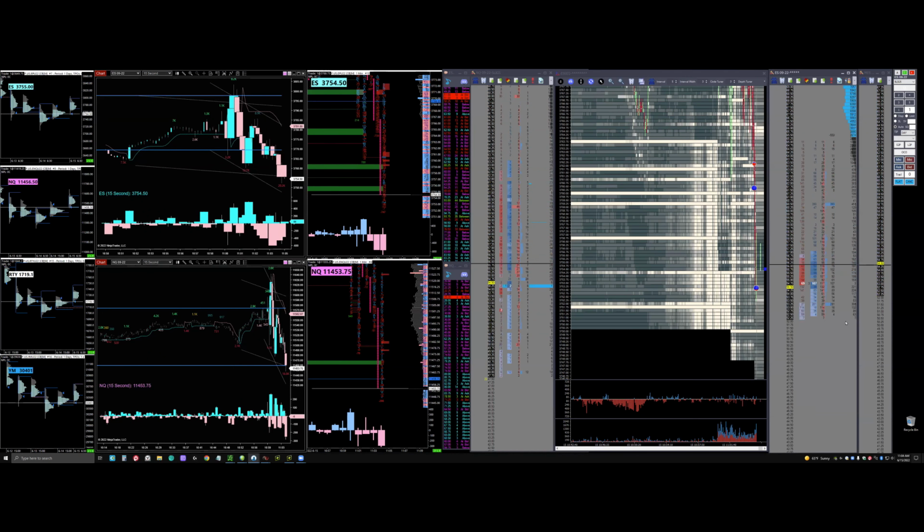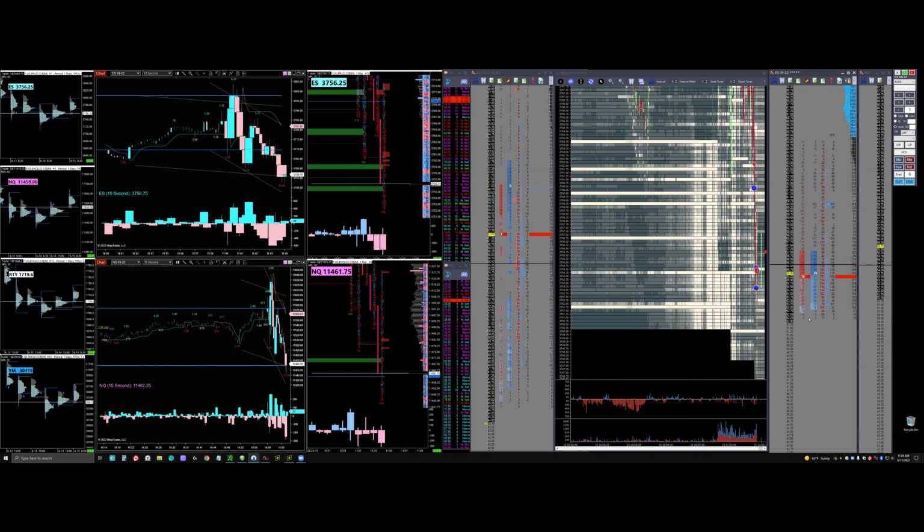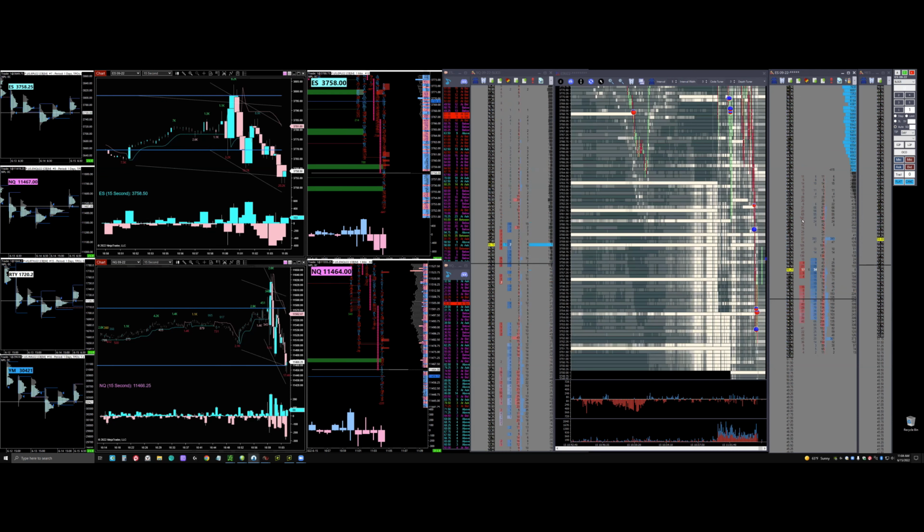You don't want to fade this, or necessarily, fade in this case would be buying it, until it clearly has established some sort of reason for you to do that. And before, we had this big high volume node down here. Well, we've departed from that, or at least we're heading back that way.